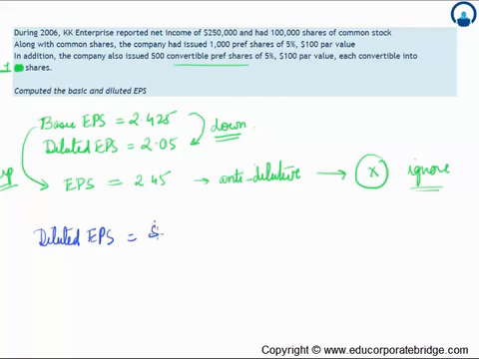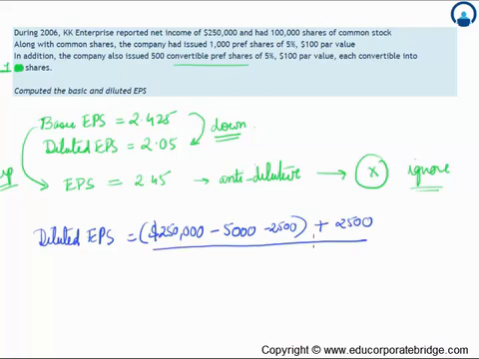Here it would be net income. This is 250,000 minus 5,000, which was the preferred dividend from the first case, minus the preferred dividend from the convertibles, and then we add back 2,500, divided by the weighted average common shares, which is 100,000, plus now 500 convertible preference shares get converted into 1 common share each. So here will be the addition of 500 common shares. Earlier this number was 20,000.